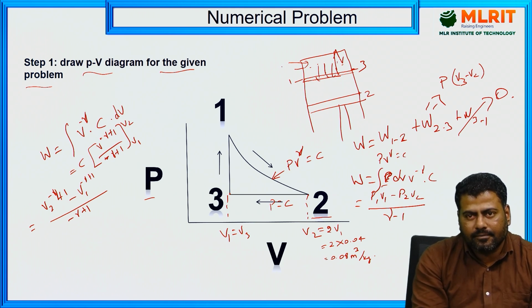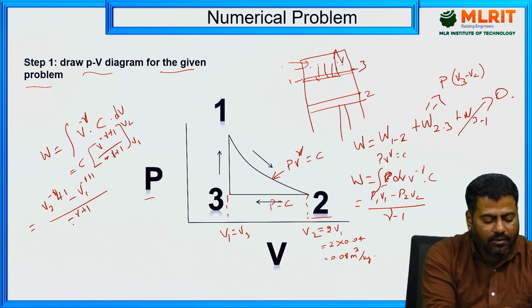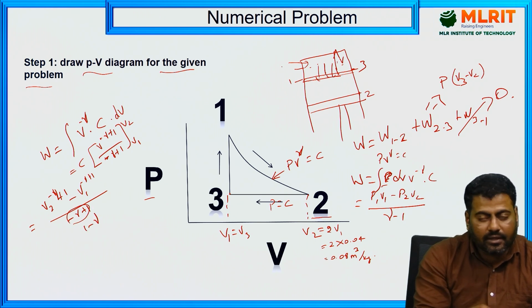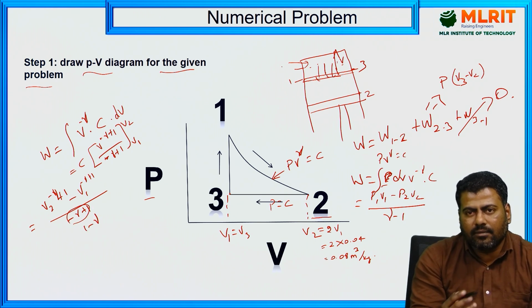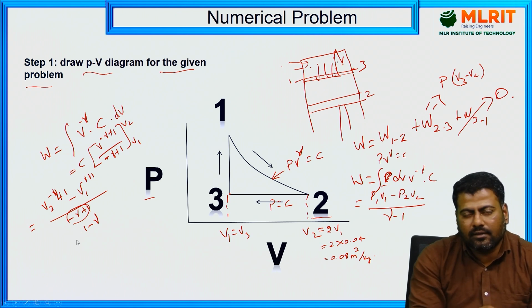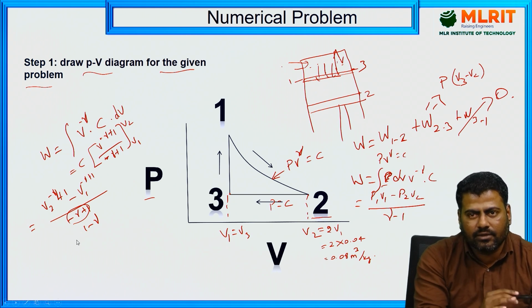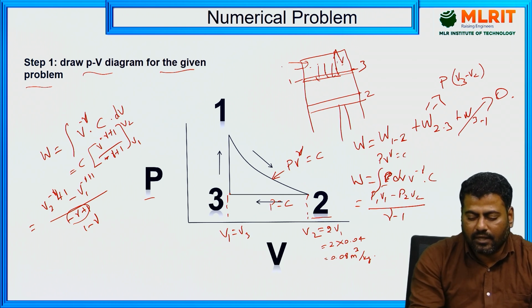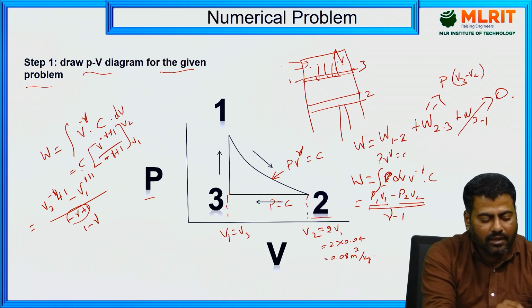Right? So I can't keep this as it is. I can write 1 minus gamma. Is that right? 1 minus gamma is always negative. That is, I am taking this minus over here in the denominator as well as in the numerator. So that I can get the values (P1 V1 minus P2 V2) by (gamma minus 1). So there actually I am having C, right?